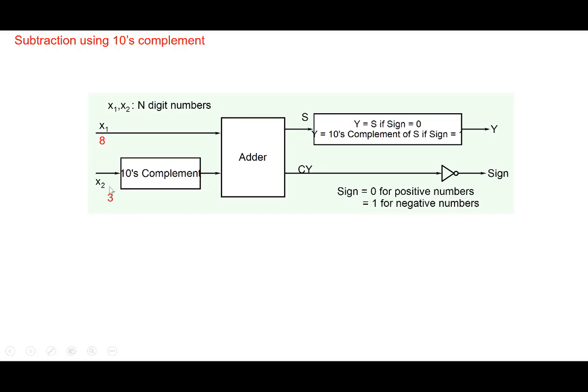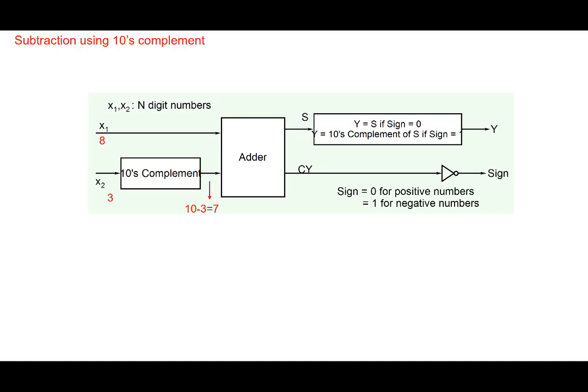Let's say you're trying to do 8 minus 3. So we take a tens complement of 3. How do we take a tens complement of 3 here? We take a 9's complement, so we subtract 3 from 9, which is 6, and then we add 1 to it, so it becomes 7. Or effectively, 10 minus 3, which is 7.